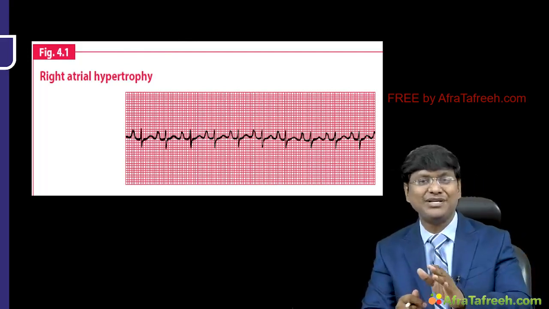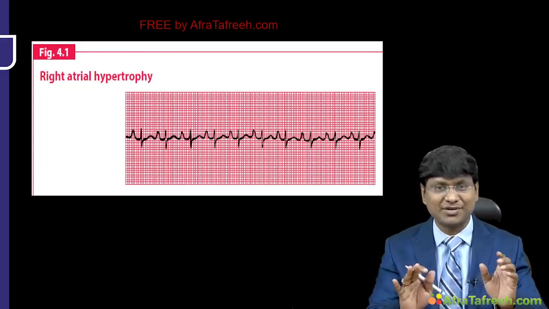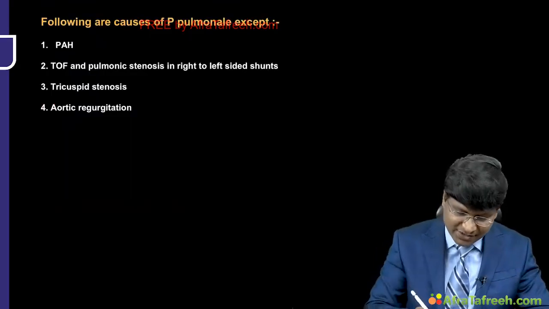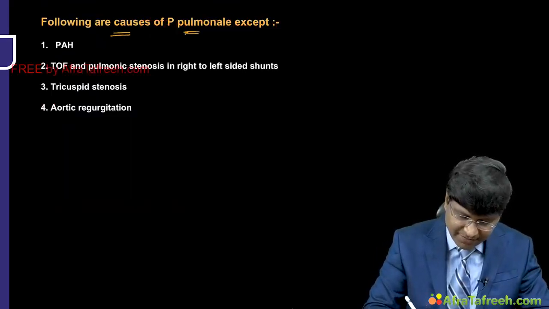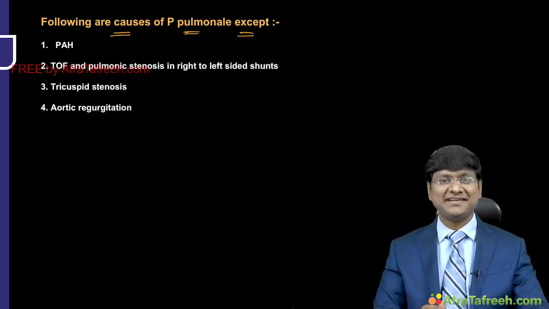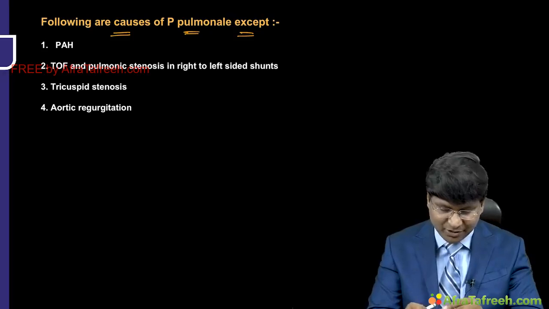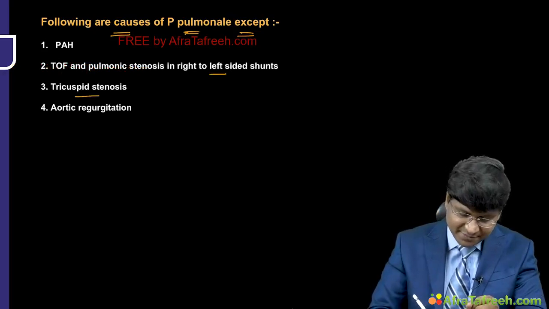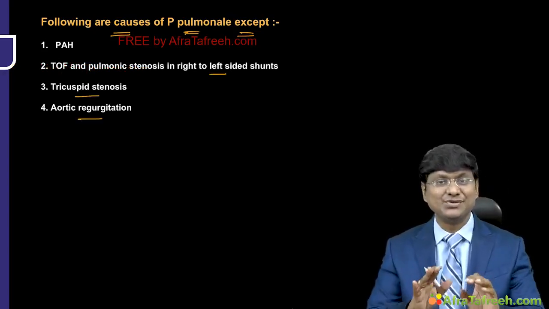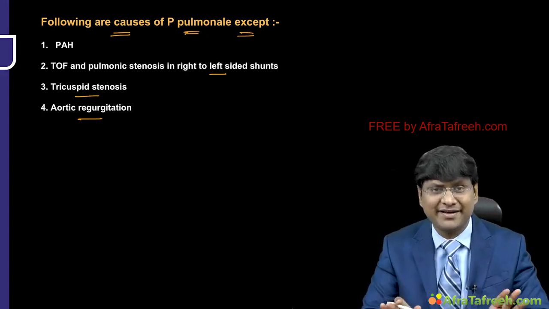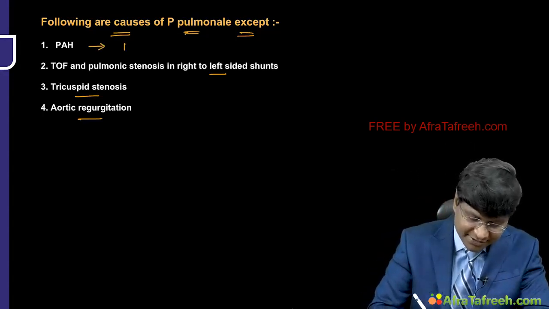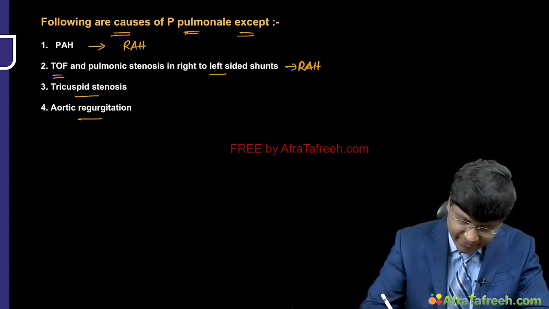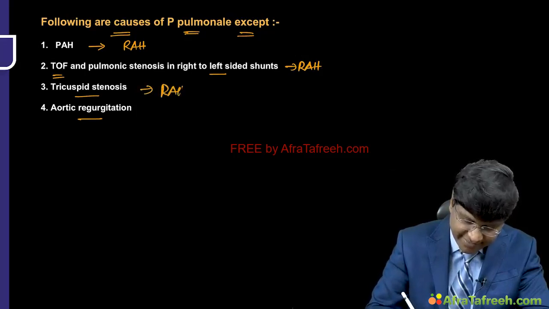At the same time, you need to know the various conditions which cause P pulmonale, or right atrial hypertrophy. See this question: the following are causes of P pulmonale except. The options are pulmonary arterial hypertension, tetralogy of Fallot and pulmonic stenosis in right to left shunts, tricuspid stenosis, and aortic regurgitation. Remember, P pulmonale tells you about right atrial hypertrophy. In pulmonary arterial hypertension, tetralogy of Fallot, and tricuspid stenosis, you will have right atrial hypertrophy.